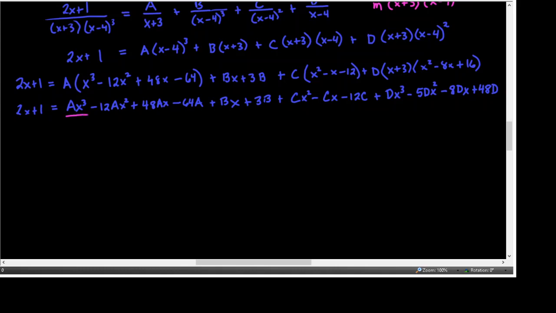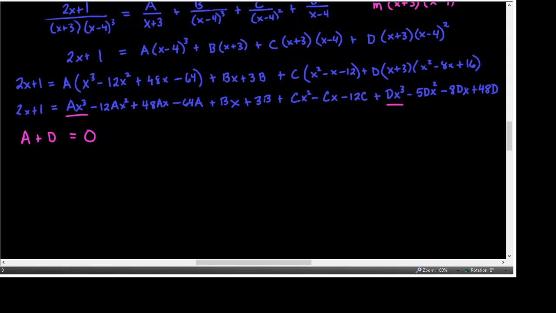So a, keep looking for x cubed terms, plus d. a plus d, those are all the x cubed terms. Those coefficients have to add up to be equal to the coefficient of all the x cubed on the other side of the equation. Since there are no x cubed, that must be 0. So there is 0x cubed on the left, which is equal to ax cubed plus dx cubed. So 0 is equal to a plus d.